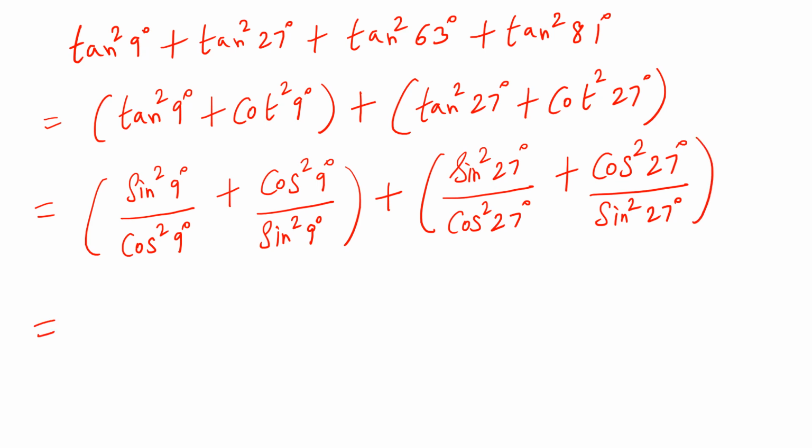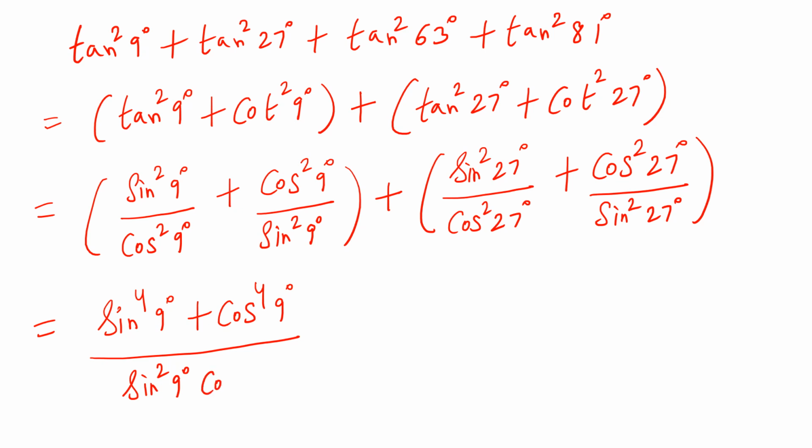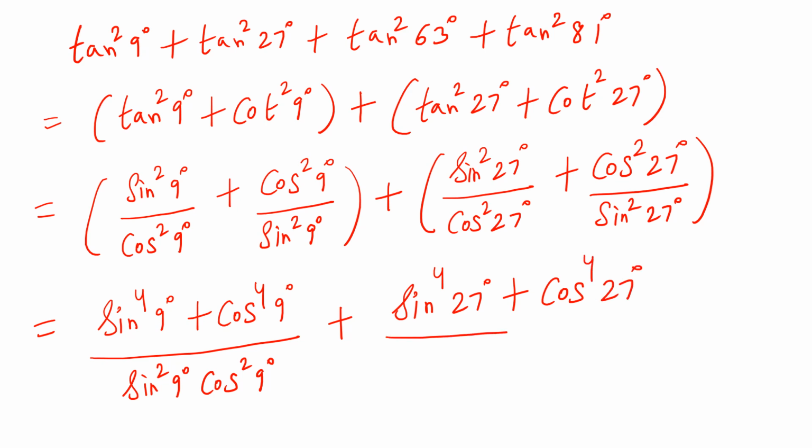Now students, this further becomes equal to sine 9 degree to the power 4 plus cos 9 degree to the power 4 whole divided upon sine square 9 degree into cos square 9 degree. And the second expression becomes sine 27 degree to the power 4 plus cos 27 degree to the power 4 whole divided upon sine square 27 degree into cos square 27 degree. Now students, we move further.